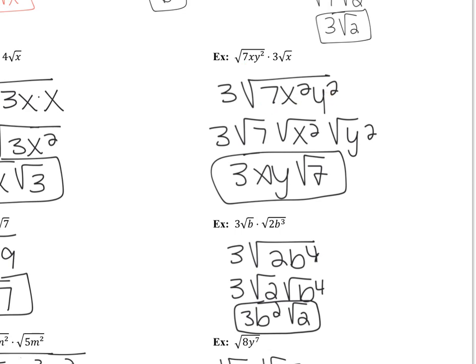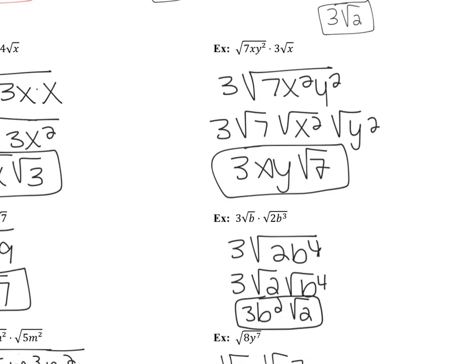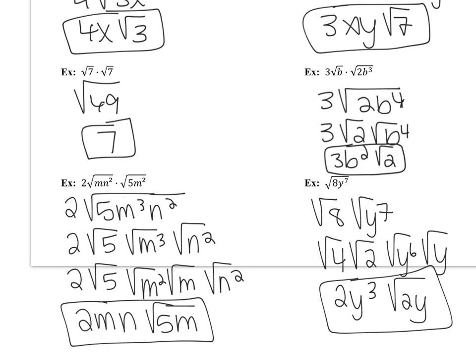So now I took these 3 pieces, and I split them into their each own radical. So I don't know the square root of 7, so that stays inside. I know the square root of x squared is x, and I know the square root of y squared is y. So that's my final answer, 3xy, radical 7.